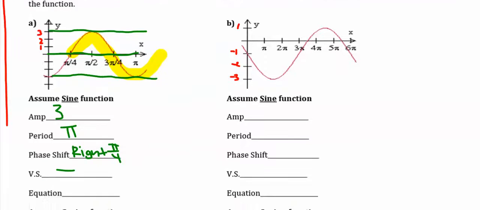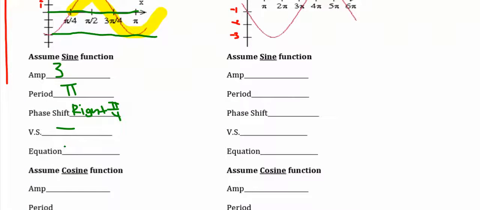So now let's write our equation. So I have y equals, my amplitude is 3, sine, okay, my b value. If my period is pi, so pi equals 2 pi divided by b. I know that my b value needs to be 2. So 2 times x, phase shift of pi over 4 to the right, so that's -pi over 4.